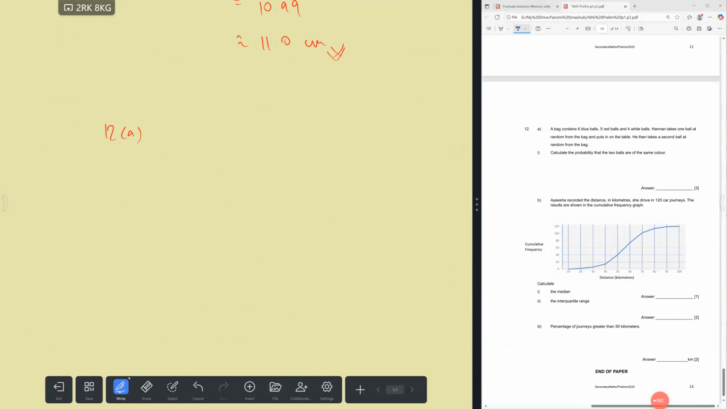A bag contains 6 blue balls, 5 red balls, and 4 white balls. So altogether there are 15 balls.